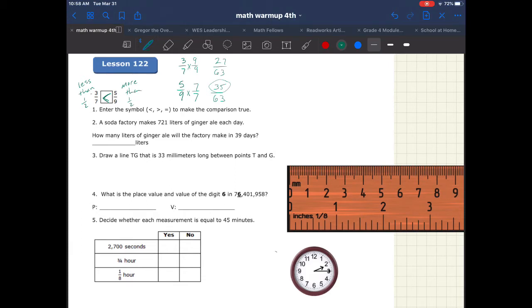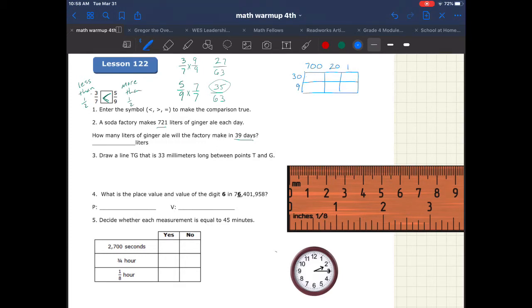Number 2, a soda factory makes 721 liters of ginger ale each day. How many liters of ginger ale will the factory make in 39 days? So 721 liters every day for 39 days. This is just a multiplication problem, right? So 721 and 39. Set that all up.